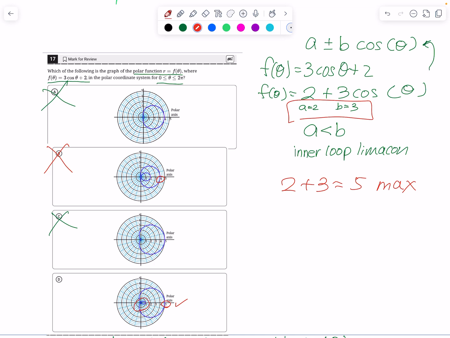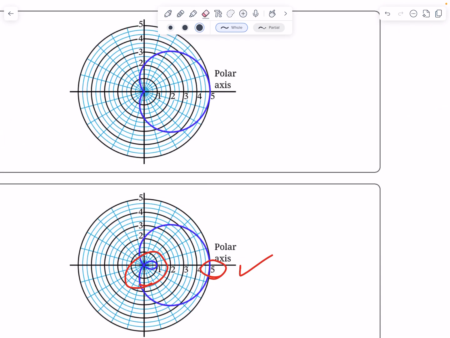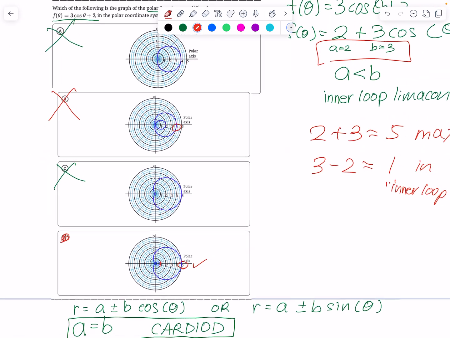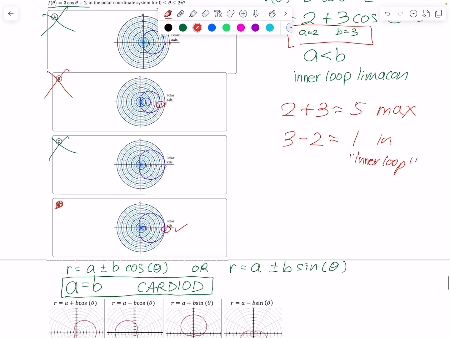Now this inner loop is another focus. So how do you find the inner loop? Here we added to find the maximum out. And so what you do is subtract to get how much you go in. So that's the inner loop part. So going back to the picture, if you look over closely here, the inner loop touches at 1. So that is correct.